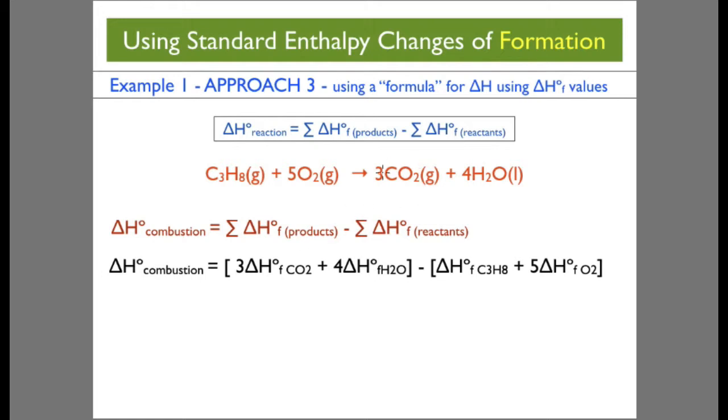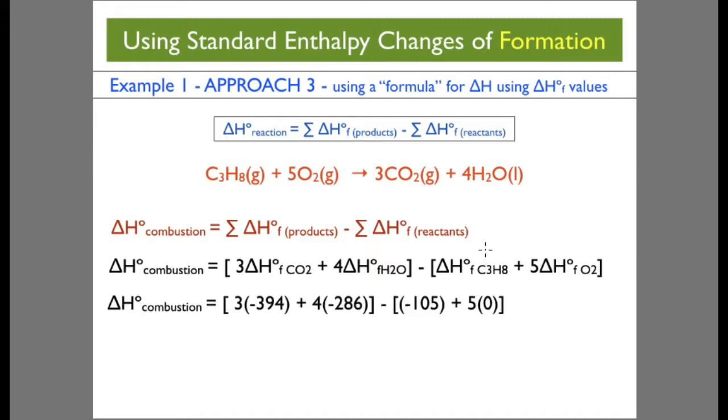So for the products, we've got carbon dioxide, so it's 3 times the enthalpy change of formation of carbon dioxide plus 4 times the enthalpy change of formation of water, because these are the coefficients here. Take away the enthalpy change of formation of propane, and there's just 1 of them, plus the enthalpy change of formation of oxygen. Put in the numbers, put in the data from your data booklet. You can see actually the oxygen one is 0. Do the maths and you get your answer. So it's a quicker way of doing it, in my opinion.